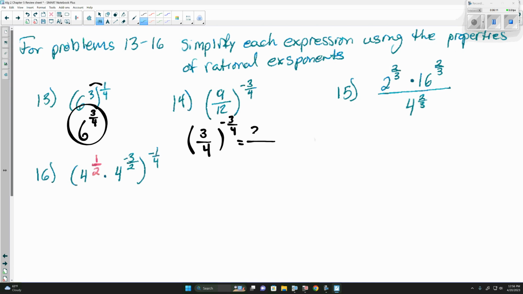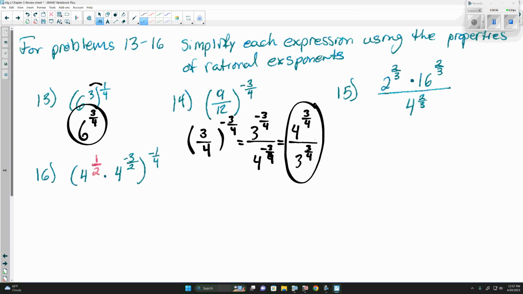Just like with the last one, we can apply the exponent to both terms. Now, because we don't have an exponent on 3 or 4, we can apply the negative 3/4 to both. Because it's really just multiplying it with 1. 1 times negative 3/4 is negative 3/4. But we can't leave it as a negative exponent, so we've got to move it from the numerator to the denominator, or denominator to numerator. Flip it. 4 to the 3/4 over 3 to the 3/4. And that would be it.